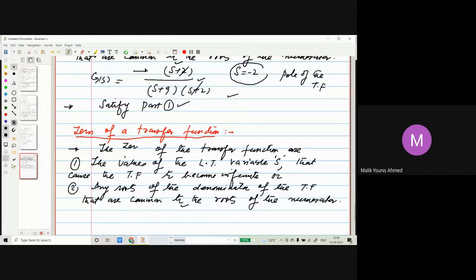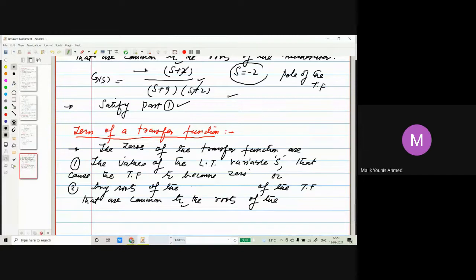So the zeros of the transfer function are the values of the Laplace transform variable s that cause the transfer function to become not infinite but zero. So I will change this infinite to zero. Second definition, second part: any roots of the numerator. Now not the denominator, because we'll be considering the numerator. Any roots of the numerator of the transfer function that are common to the roots of the denominator.